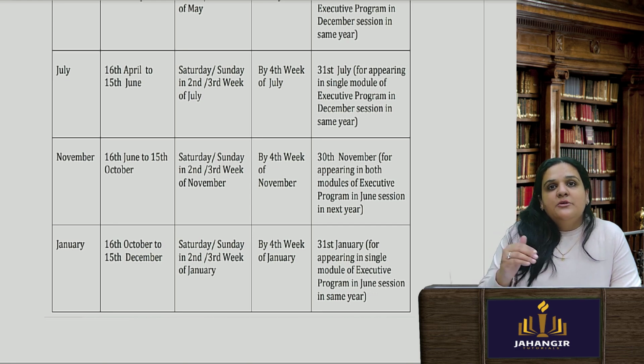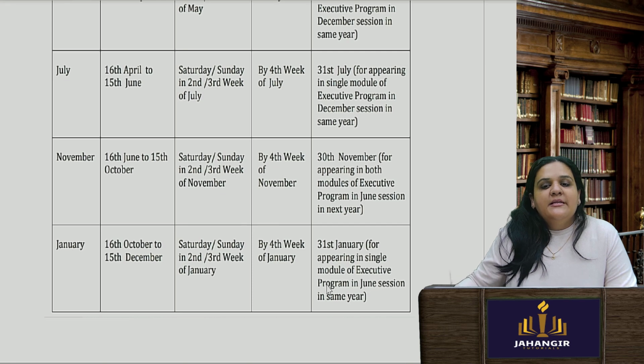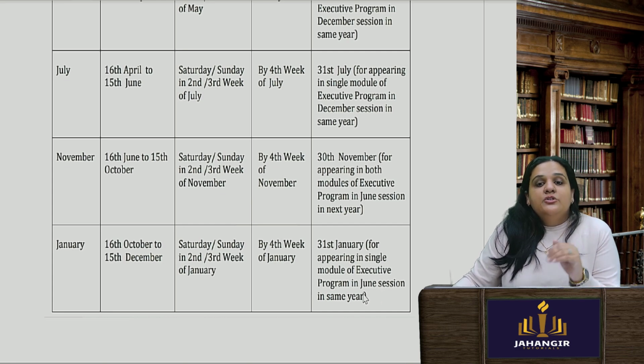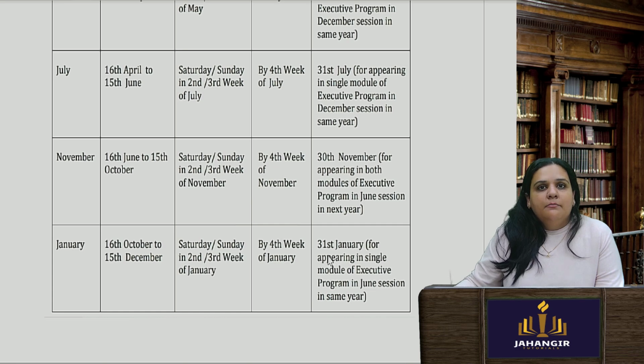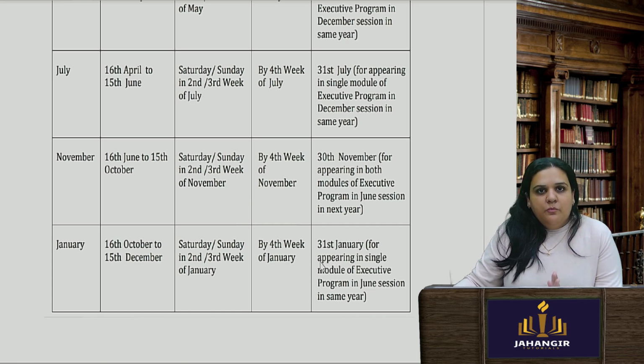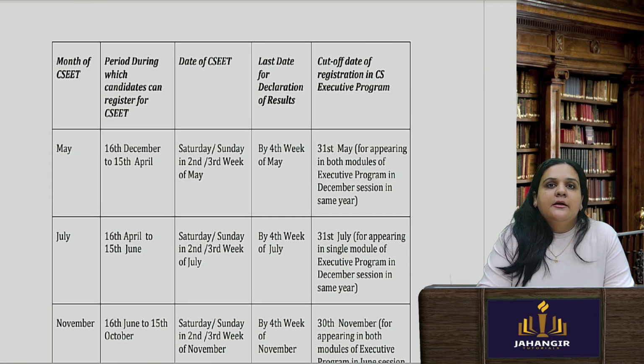If in case you want to appear for June, you can appear only for a single module of the executive program in that session, meaning June 2025, say. So if you are enrolling before the last date, which is 31st, you will be able to give any module, 1 or 2, in the June 2025 exams. So you are supposed to take care of the cutoff dates which are there for enrolling in the executive program.